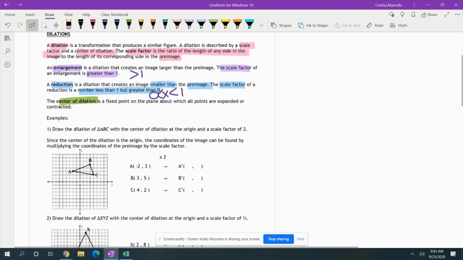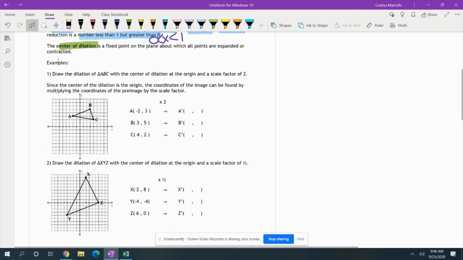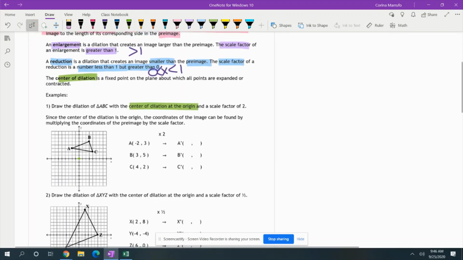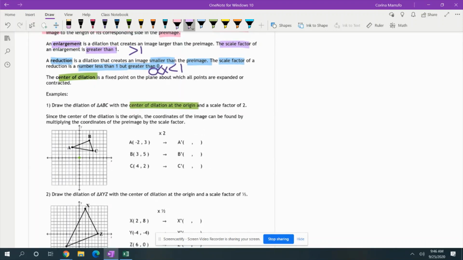So here it says, draw the dilation of triangle ABC with the center of dilation at the origin. So that means that our center should be right here. And it has a scale factor of 2. So if it has a scale factor of 2, that means that we are going to have an enlargement. Okay, right here, enlargement. So when we do this, if our shape does not look bigger, then that means we did something wrong, but we should have an enlargement.